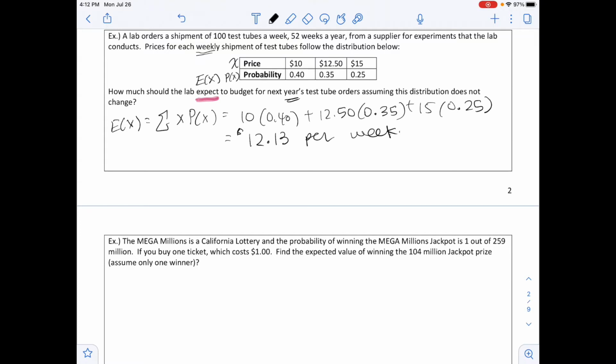Now again, it's asking for us to budget for next year. So for the year, we have to take that $12.13 that we would expect to be spending every week and multiply it by 52, because there's 52 weeks in a year. Multiplying this out, again, money, so 2 decimal places, you get $630.76. So it says how much should the lab expect to budget for next year's test tube orders? We would expect to budget $630.76.